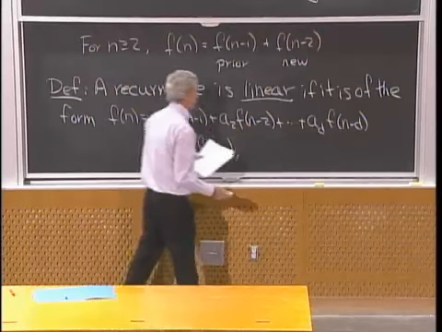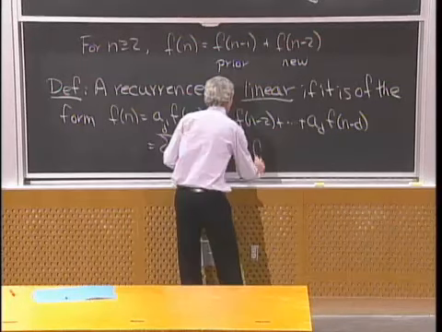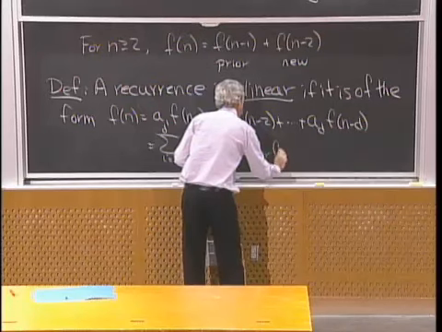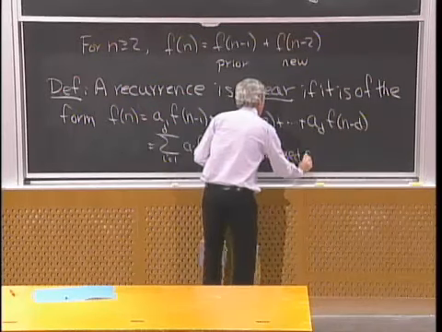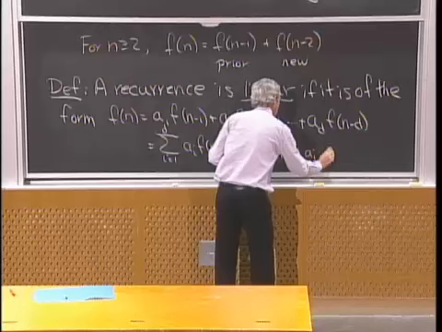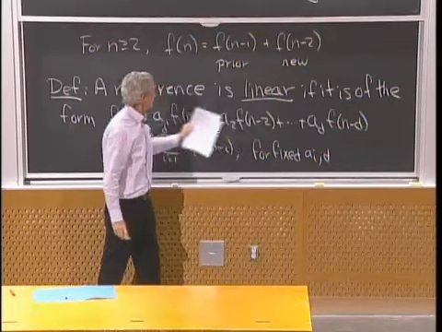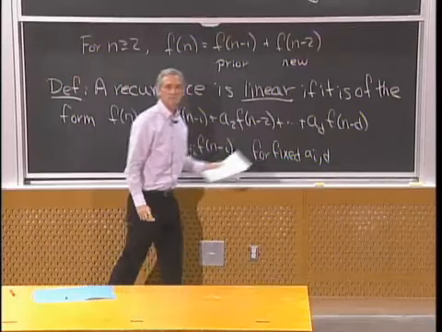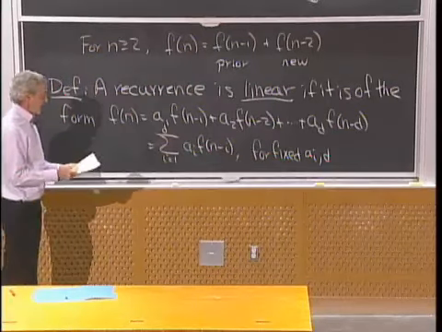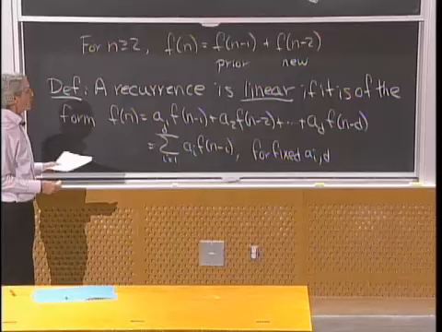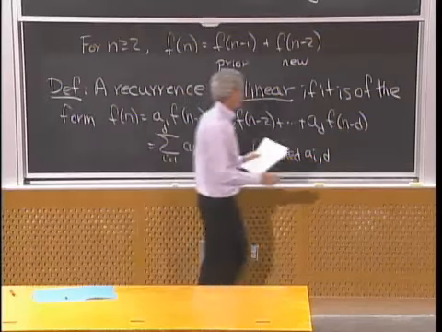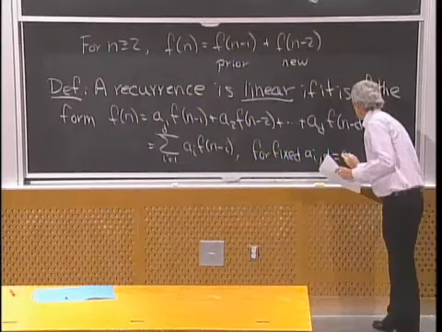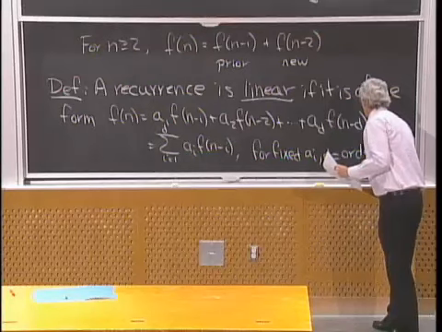And the constants are fixed here. So for fixed a sub i and d. So the number of terms has to be a constant, and each coefficient has to be a constant. Can't vary. And we define d to be the order of the recurrence. So d is the order of the recurrence.